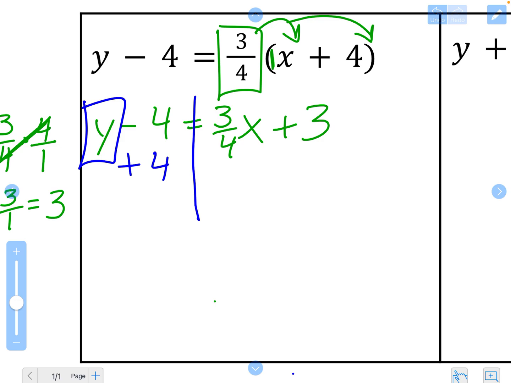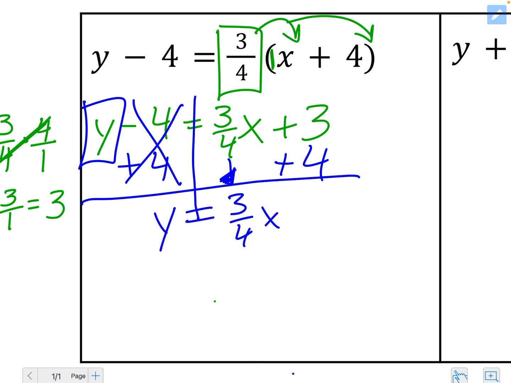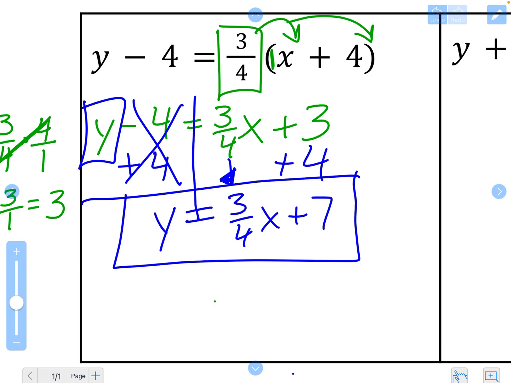So my 4 does not have an x, so I'm not going to put it next to 3/4 x. I'm just going to bring the 3/4 x down, but I am going to put it next to the 3 because neither one of them have a variable. So my 4's cross out. I'm left with y equals 3/4 x, and a 3 plus 4 is going to be a positive 7. So my slope-intercept form of this equation is y equals 3/4 x plus 7.